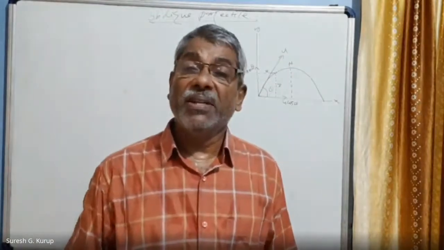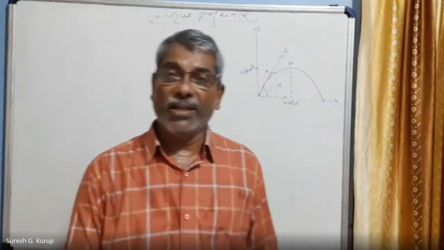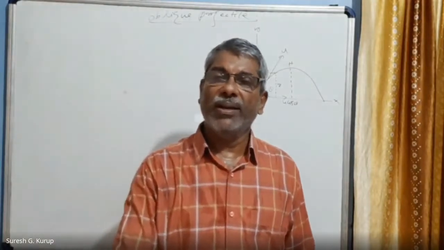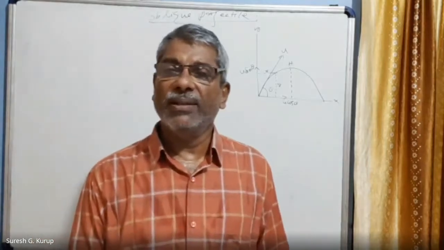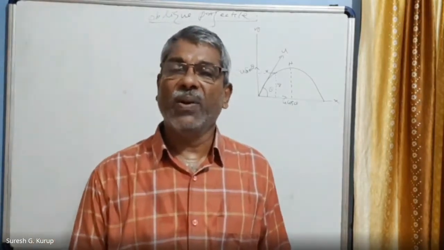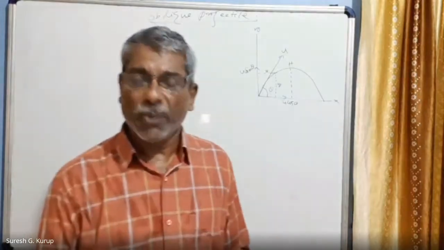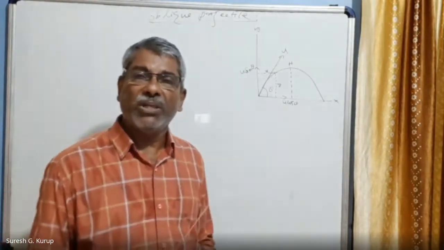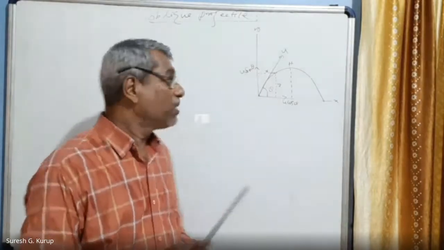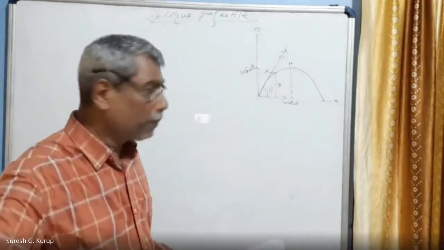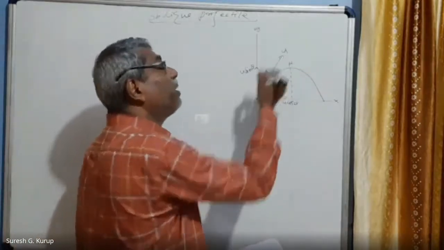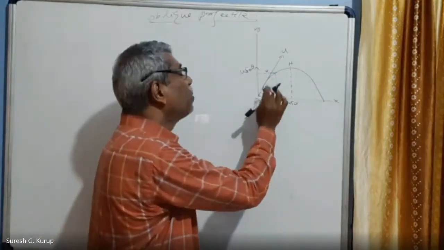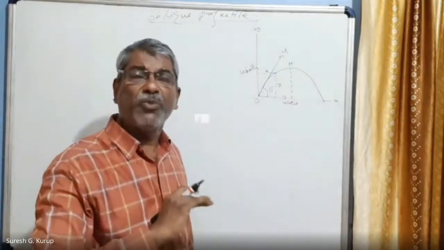Yesterday we studied about projectiles, and I told you that the other day we will discuss another projectile called oblique projectile. What is an oblique projectile? It is a projectile which is projected from the surface of the earth. This is the point, the origin, on the surface of the earth, with an initial velocity u that makes an angle theta with the horizontal, that means with the ground.